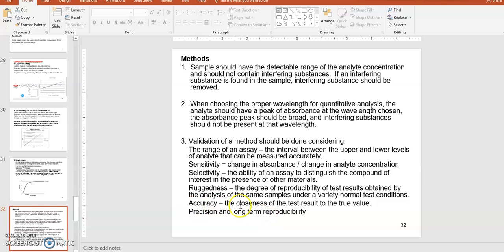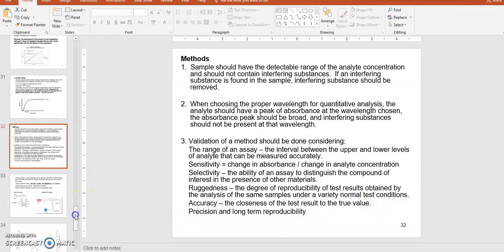And the ruggedness, the degree of the reproducibility of a test result obtained by the analysis of a sample under variable, normal test condition. Okay, so it should be reproducible, of course. And the accuracy, the closeness of the test result to the true value should be considered, and precision as well, long-term reproducibility. All these things are very important.